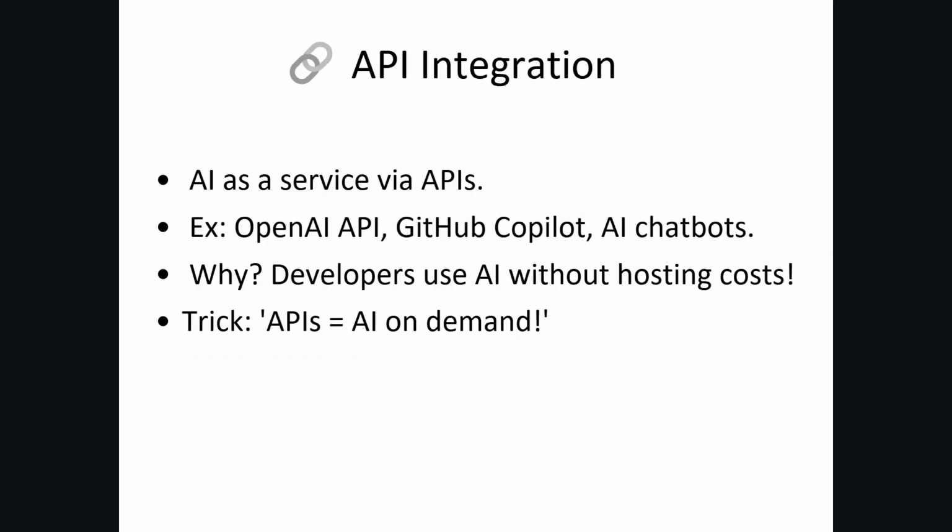And next comes API integration. Here, instead of building everything from scratch, developers can use AI through APIs. Here it is AI as a service via APIs. Examples are the OpenAI API and GitHub Copilot API chatbots. Why we use them is so developers can use AI without hosting costs. Trick: APIs are for AI on demand.